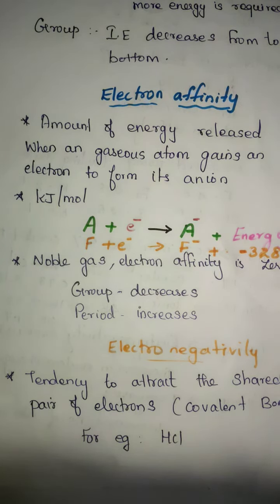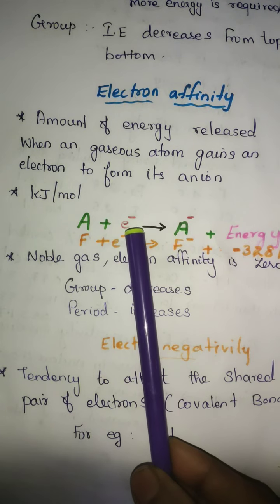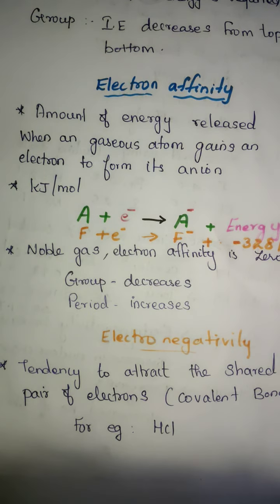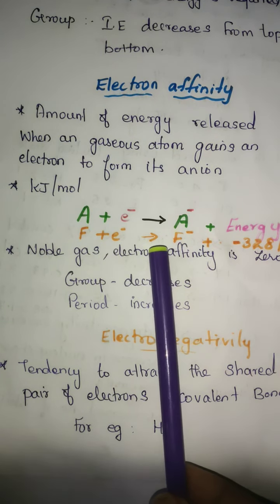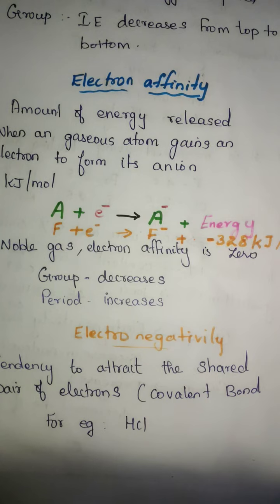Here you can see an example. Consider an atom gaining one electron. When an atom gains an electron, it becomes an anion, and it releases some amount of energy. For example, consider fluorine. It gains an electron and becomes an anion, and the energy change observed here is 328 kilojoules per mole. It is released, so it is given as negative. So this is an example of electron affinity. What is affinity? Attraction. We know non-metals have more electron affinity. They attract electrons and have more attraction towards the electrons.